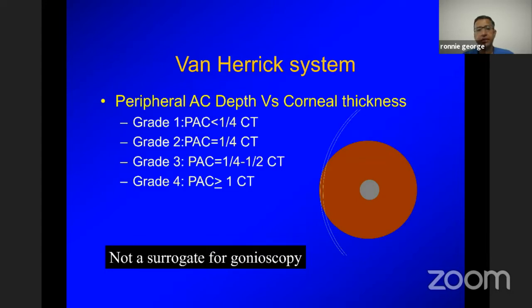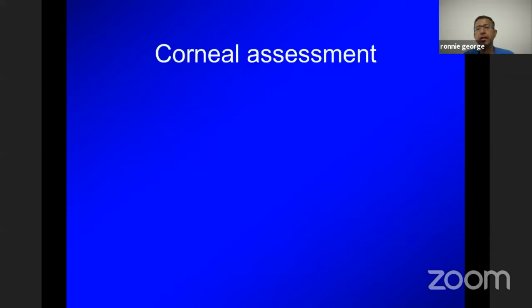Always do the Van Herick grading. Look for the peripheral anterior chamber depth and grade it. And this is important because this is a fairly good way of assessing the risk of angle closure, but this is not a substitute for gonioscopy. You cannot make a diagnosis based only on a Van Herick test.